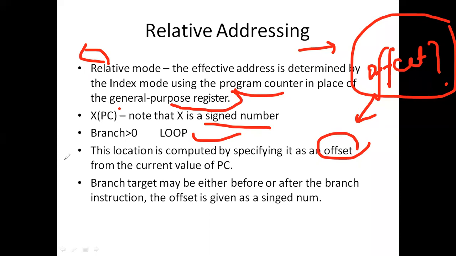Okay, the branch target may be either before or after the branch instruction, and the offset is given as a signed number. So I think it would be better to start this one in the next class, because we have covered a lot in this class. And I have to keep the pace faster now, because the exam is coming shortly. And today by evening, you will get the topics on which you have to give the presentation. So with this, I'm concluding today's lecture.